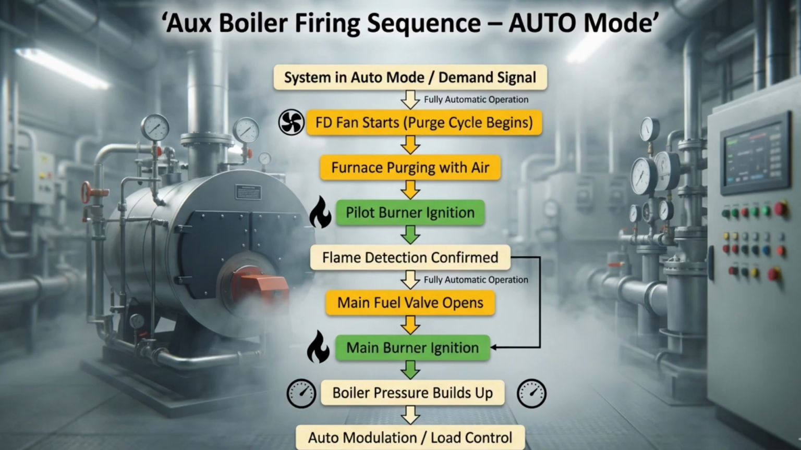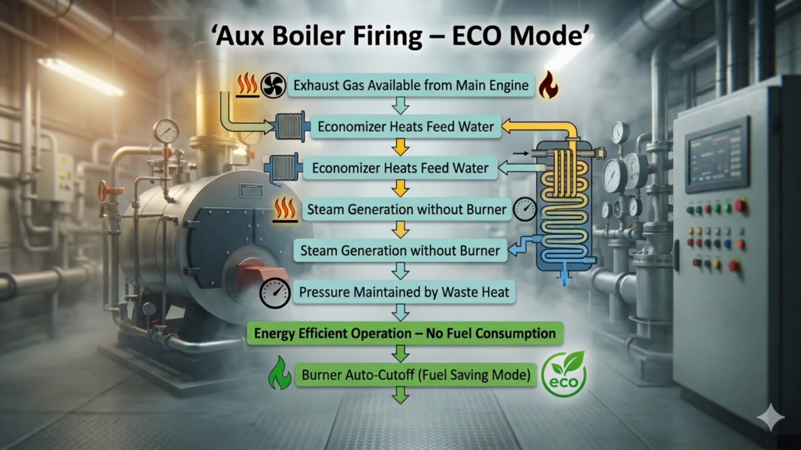This fully automatic sequence ensures safe, efficient, and reliable boiler operation without continuous manual intervention. Let's start with the eco mode of auxiliary boiler operation, which is mainly used for energy efficiency and fuel saving. In this mode, the boiler utilizes waste heat from the main engine exhaust gases through the economizer. Instead of burning fuel, the system recovers this heat to generate steam, making the operation highly efficient.